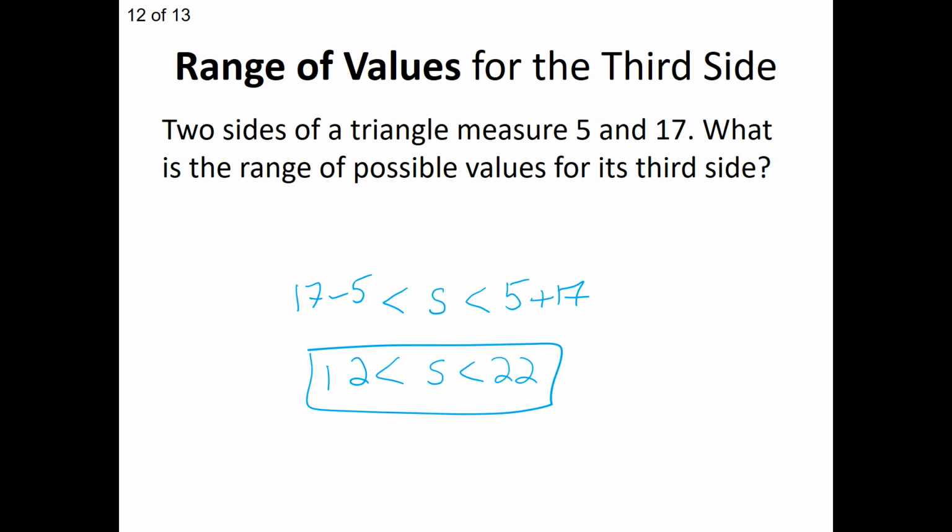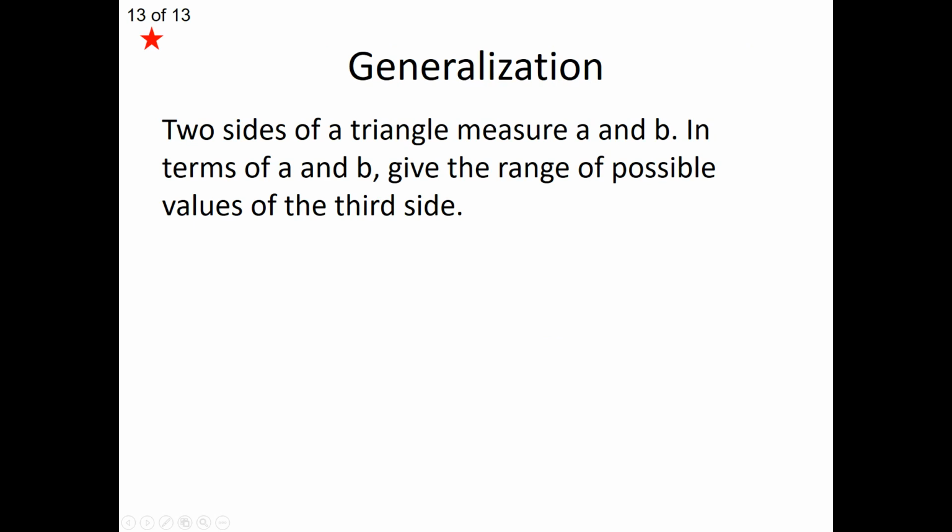Let's say I pick a side less than 12. Let's say it was 10. Take 10 and 5, those are two small sides, add them together, it's 15. Is that greater than 17? No, which means the value of S has to be within this range to satisfy the triangle inequality. Let's then look at a generalization of this last game. What if I give you two sides of a triangle, A and B? What would be the possible range of values for the third side?